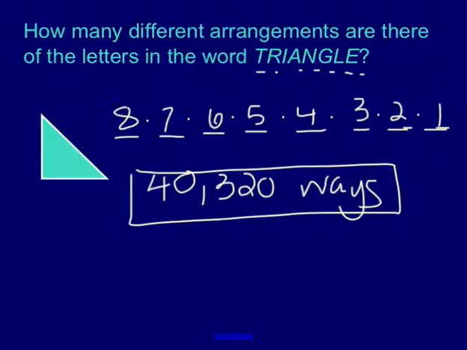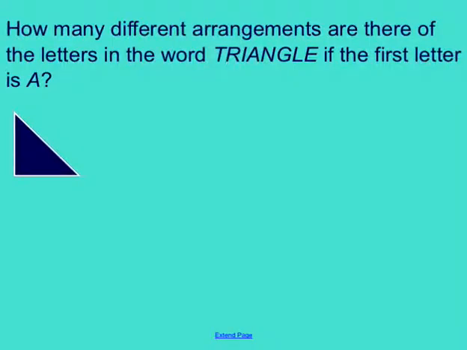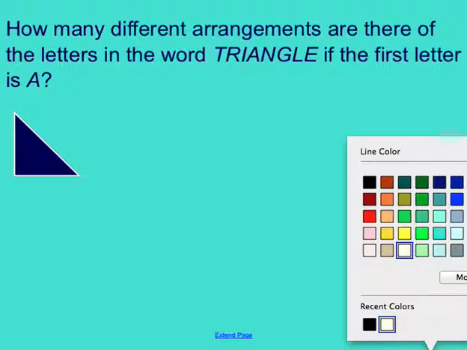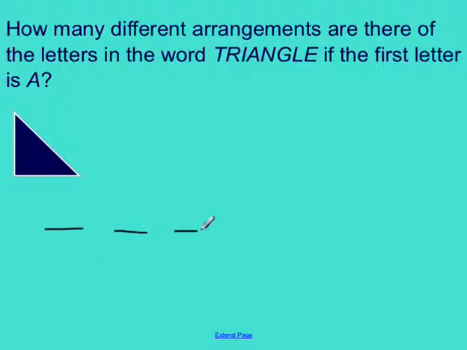All right, let's take a look at number 6. How many different arrangements are there for the letters in the word triangle if the first letter is an A? We still are using all 8 letters, so I still have 8 spots.